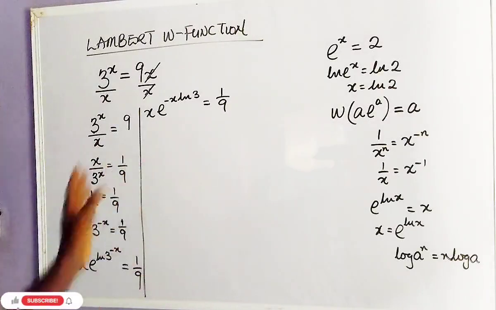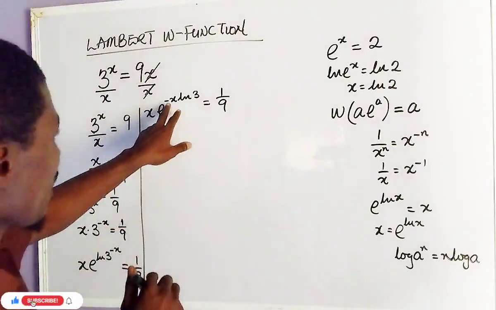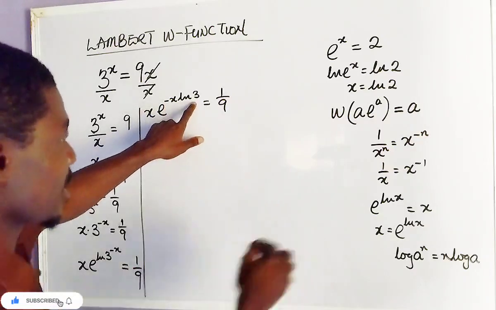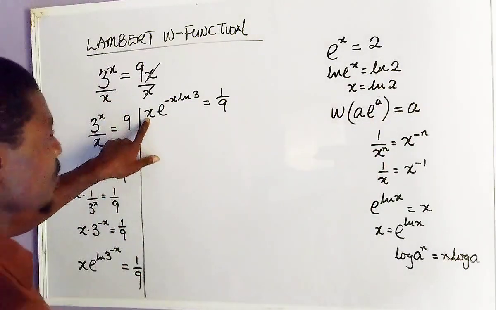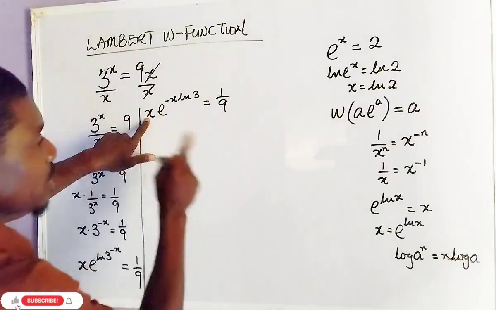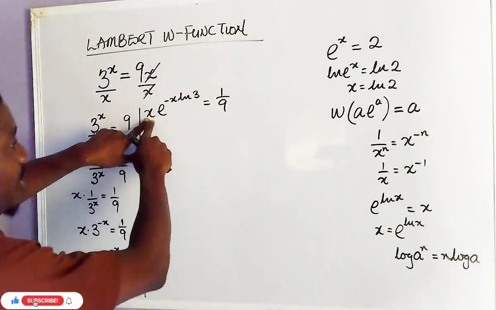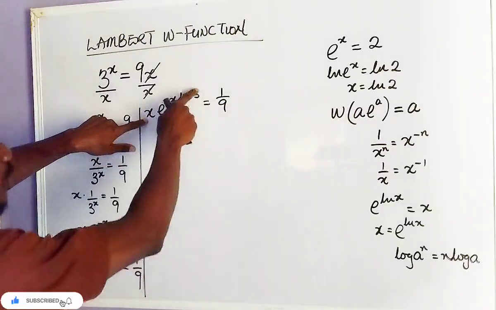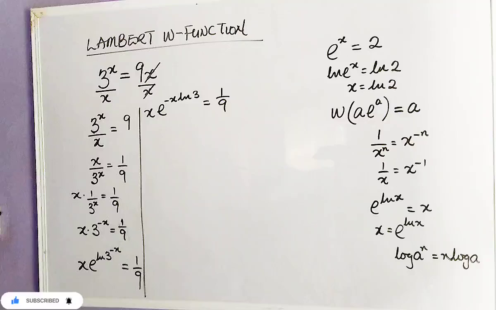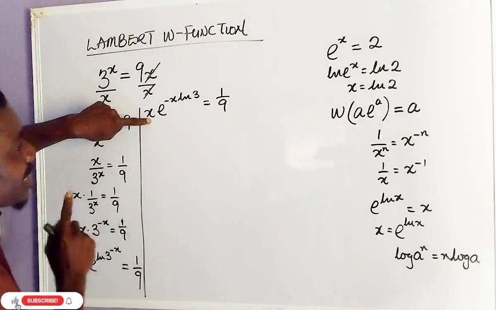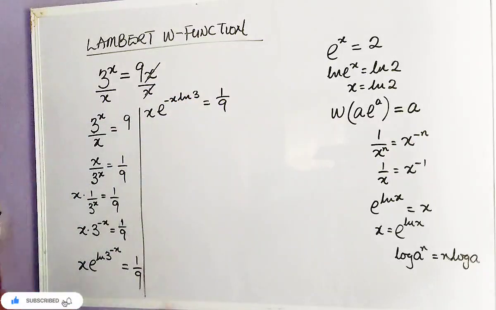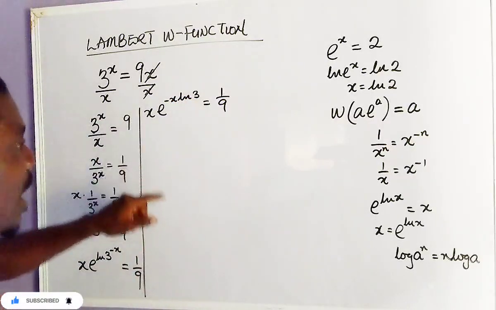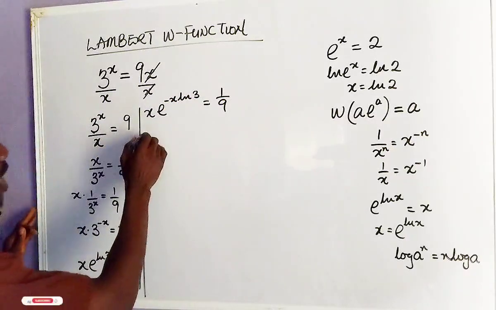So the only challenge we have now is we have negative x ln 3 as the exponent here, we have e. But here you only have x, right? And what we need to do is to ensure that the coefficient of e is the same thing as the power of e. So how then do we get it? We can see that the only missing term for x here is just negative ln 3. So what we need to do now is to multiply both sides of the equation by negative ln 3.